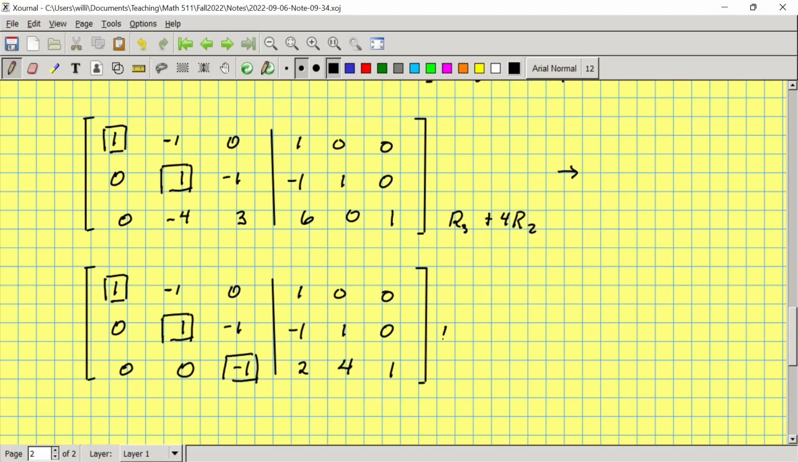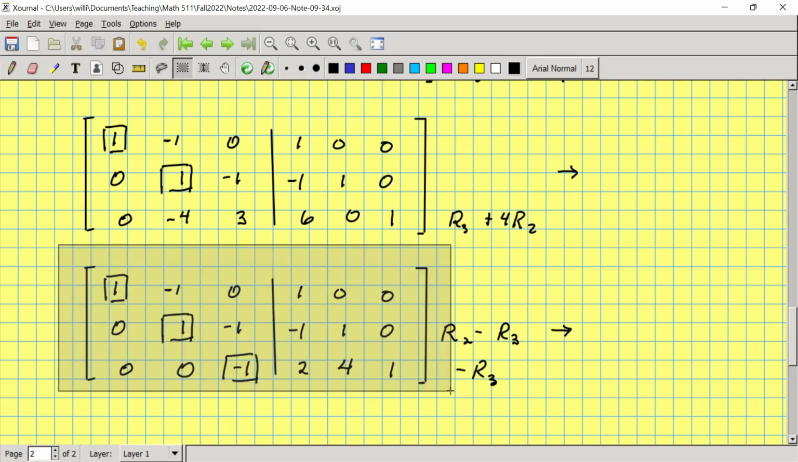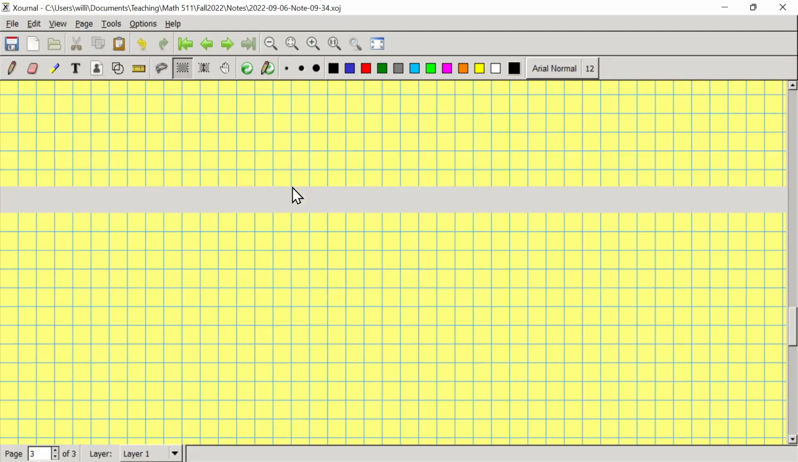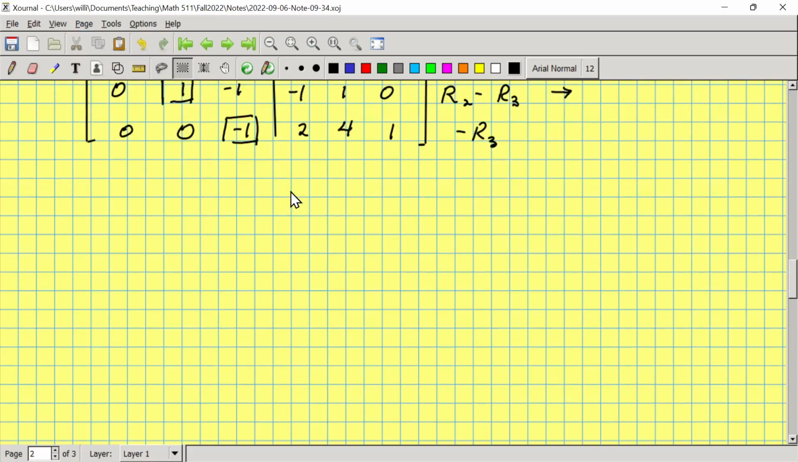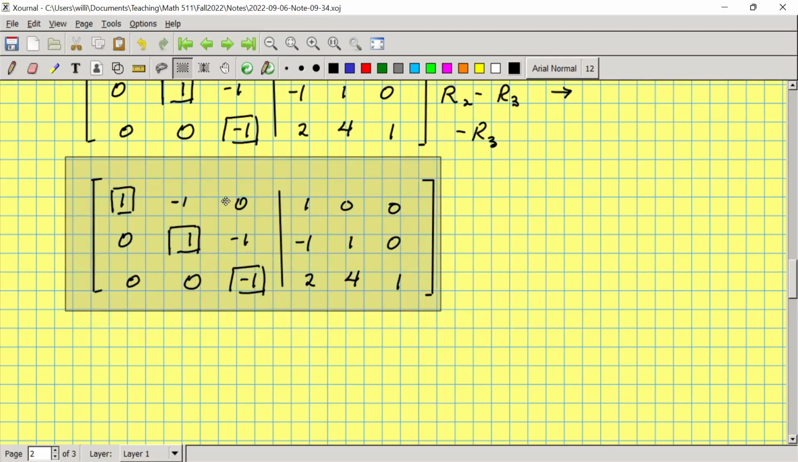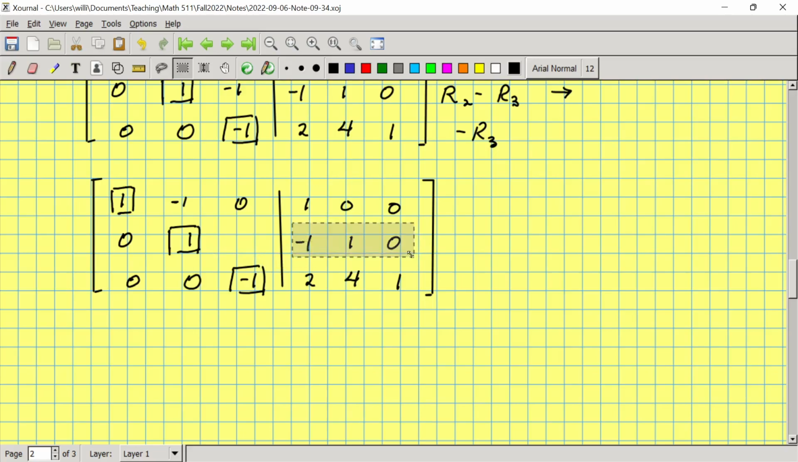And I'm going to go ahead and subtract row 3 from row 2, and then compute the negative of row 3 in a separate row operation, like so. And get a new page. And what all are we changing? We're changing this guy and all of these guys, but these guys we're just multiplying by -1.